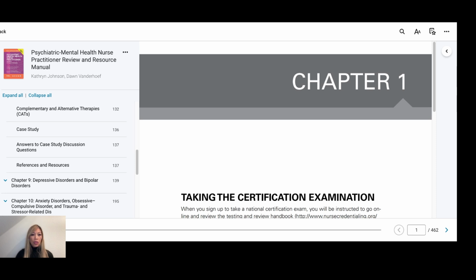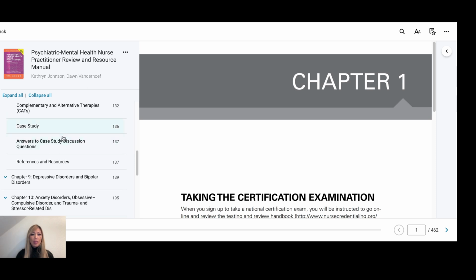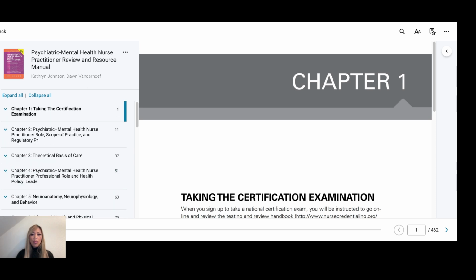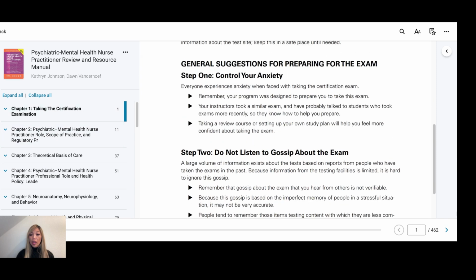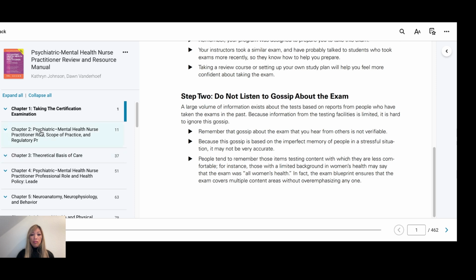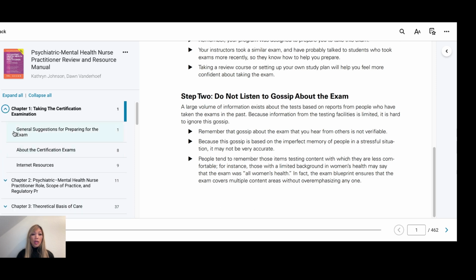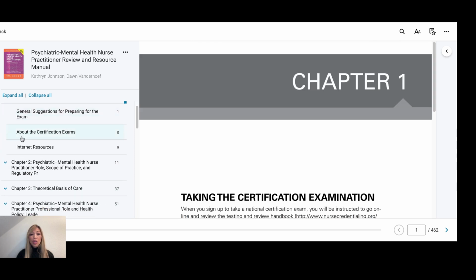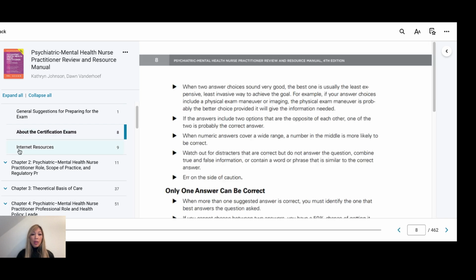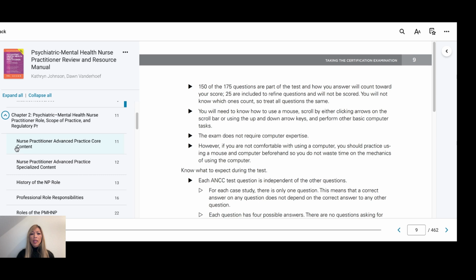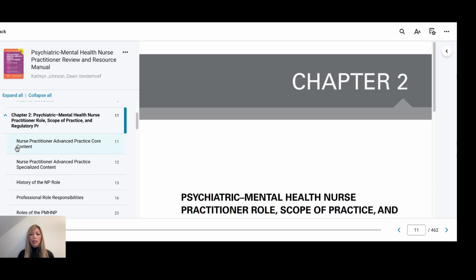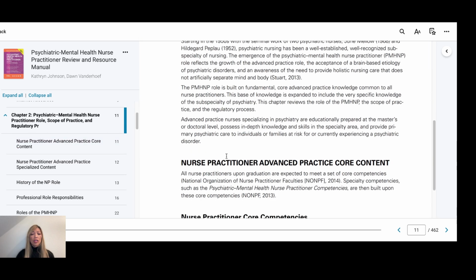This is what I use, and I carry this everywhere I go, because it is the book. All right, so taking your certification exam, definitely study this book. It will tell you guidelines, general examination, about certification. I'm not going to read through this for you guys, but just keep in mind this is the book that I really study for.